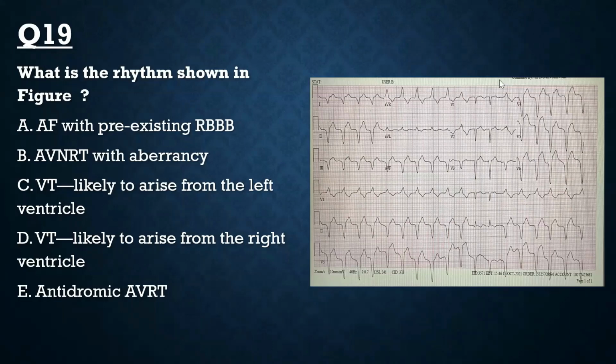What else? Negative concordance in the chest leads. How negative concordance? V1 is positive. After that, negative. There is no concordance from V3 up to V6. What is the meaning of concordance? All of the precordial leads go in the same direction, either positive or negative, from V1 to V6. So there is no concordance here.